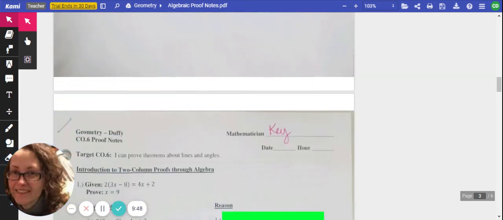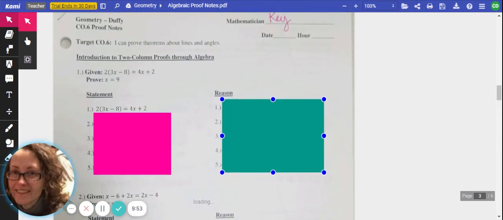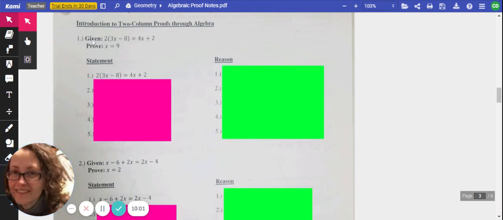So there are going to be 2 algebra proofs in your proof notes that I want you to go ahead and try on your own. So you're going to have your given as your first statement and your prove as your last statement. Now you can do this equation in multiple different ways, so you don't necessarily have to have 5 steps in your proof. That's just how many steps it took me to solve this problem. If it takes you more, that's fine.